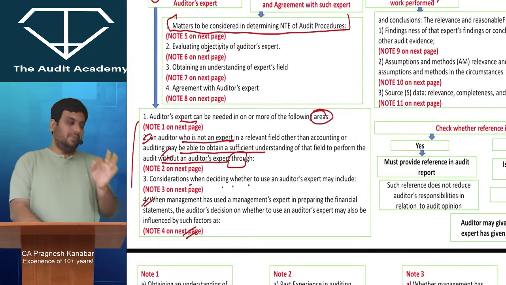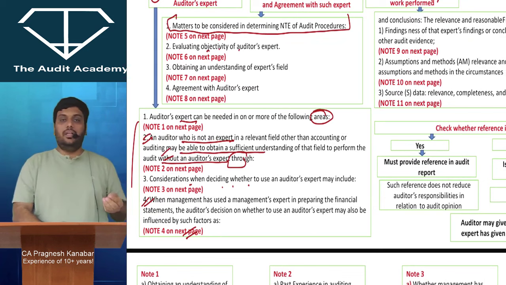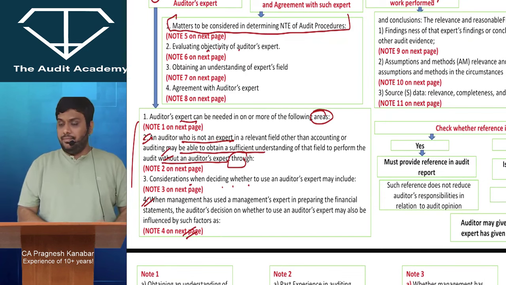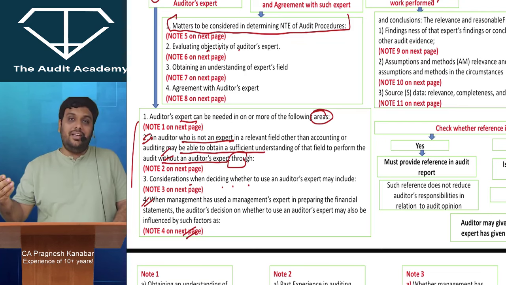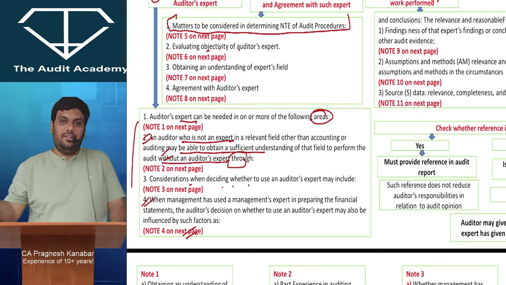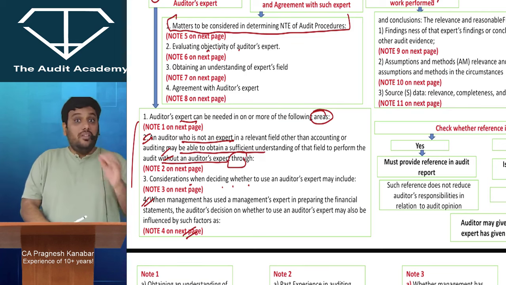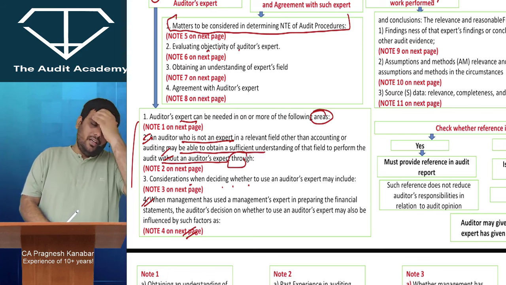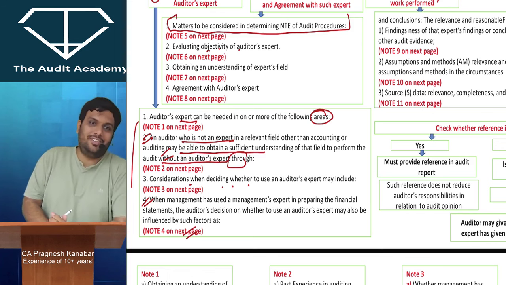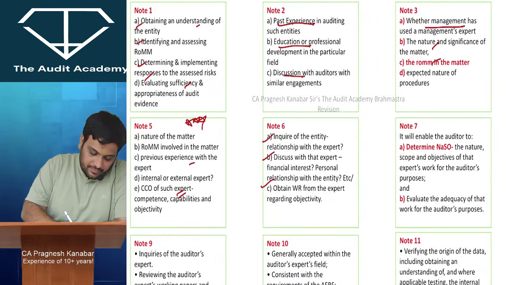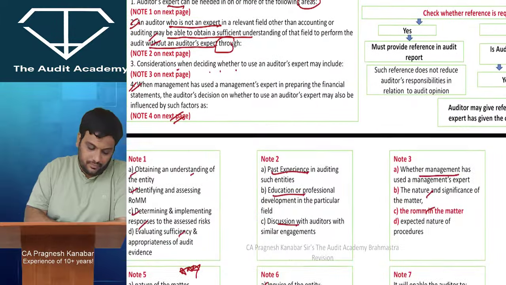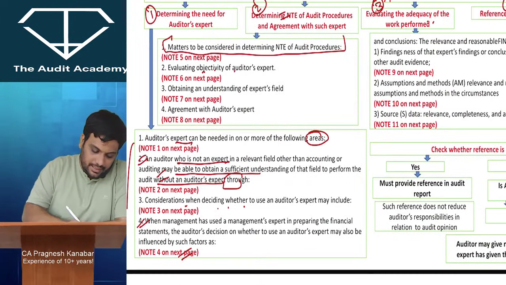Whenever you want to evaluate anyone's objectivity, you have to see whether that person has financial interest in the entity, some familiarity interest in the entity, whether that person is already providing other services to that entity, or whether that person is a qualified person or not, because all the qualified people like CA, CS, CMA, everyone has a code of ethics to be followed. So these are the points that you will evaluate in objectivity. Note 6, that is done.